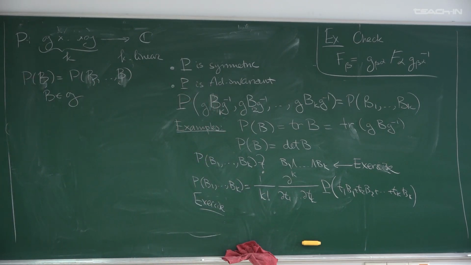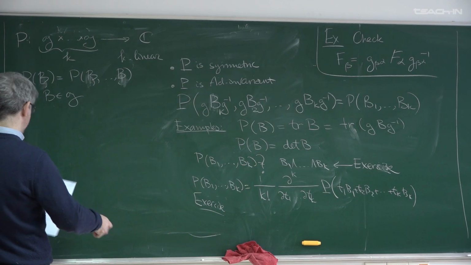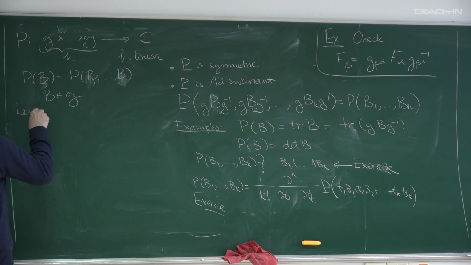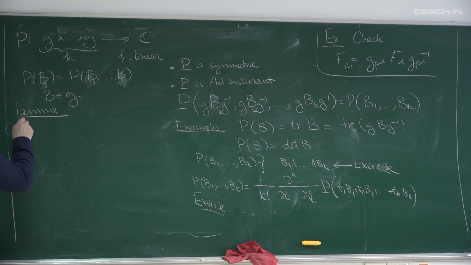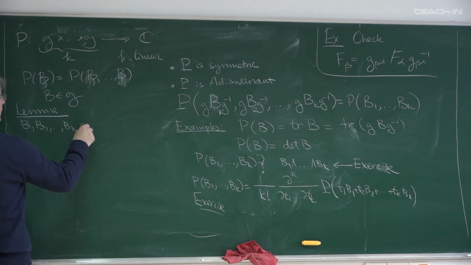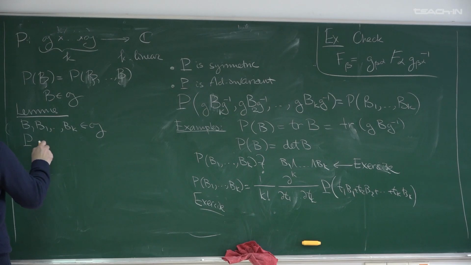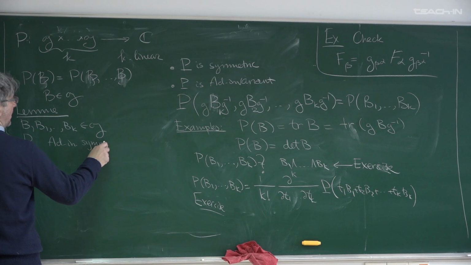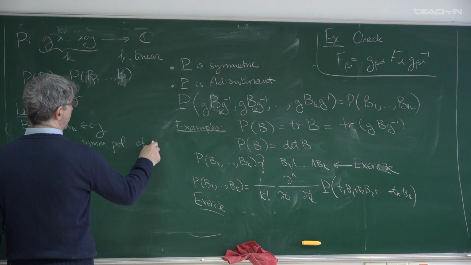Well, so let me prove a lemma. Do I want to have a lemma? Yes, I want to have a lemma. Assume we have B, B1, and so on, Bk from the Lie algebra g. And also we have an Ad-invariant symmetric polynomial P of degree k.